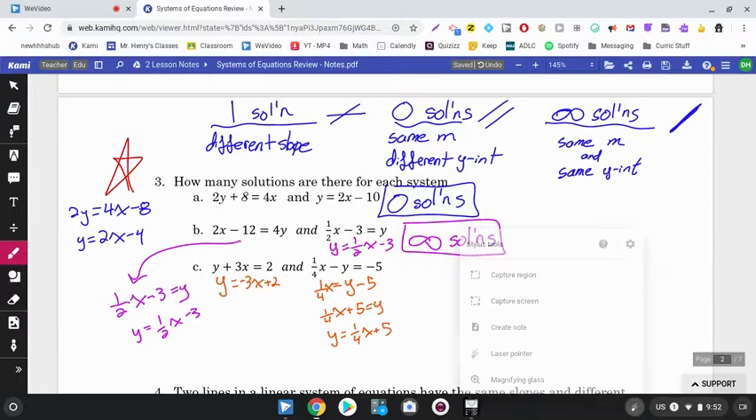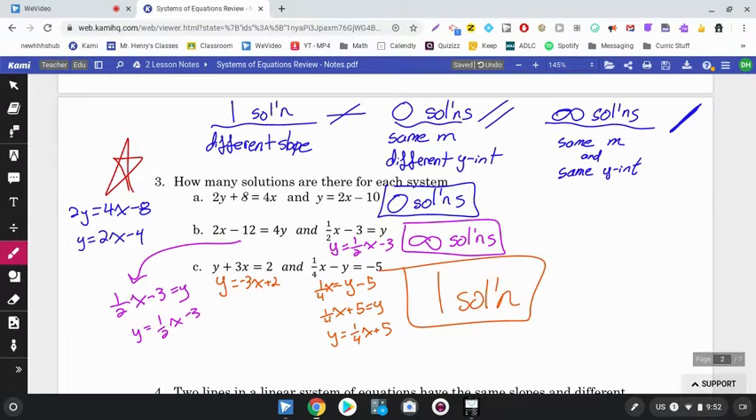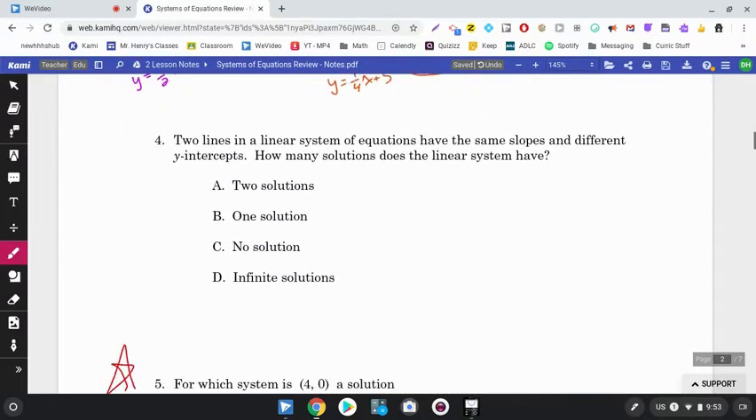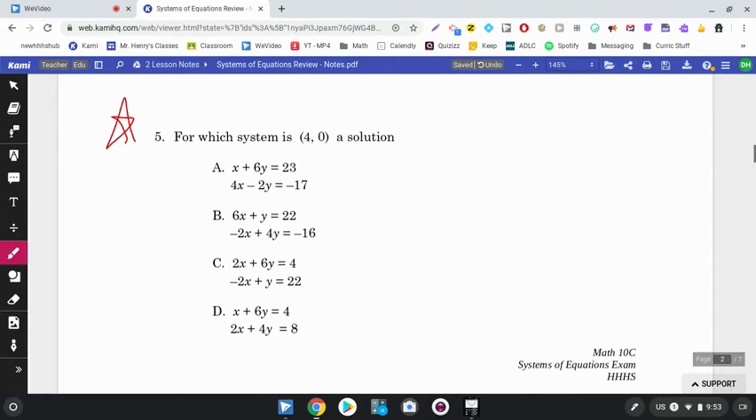So I've rearranged both equations, and the first thing I notice is they have a different slope. As soon as they have a different slope, I know there's going to be one solution. It's going to cross one time. With these questions, I'm not actually asking you to solve. I'm asking you to say what the solution would give me: would it give me 1, 0, an infinite amount, whatever? Number 4 is a similar question. You can do that one on your own.